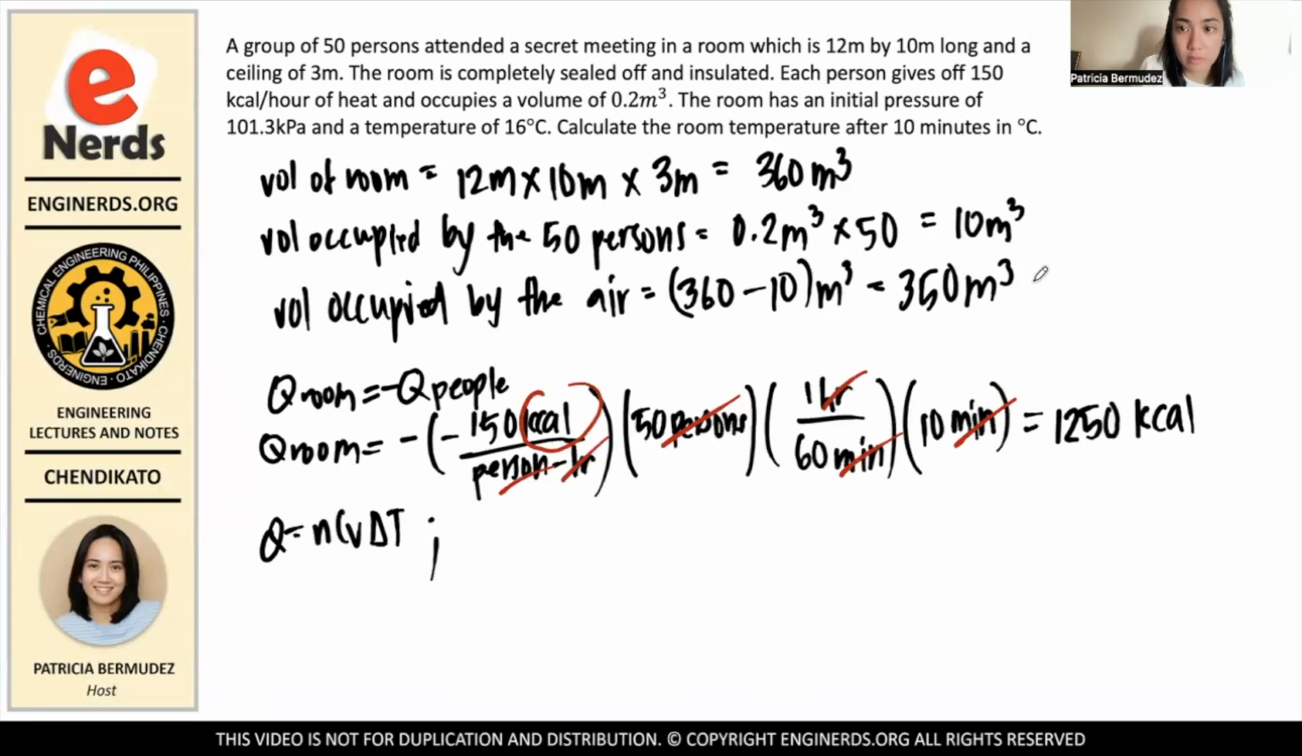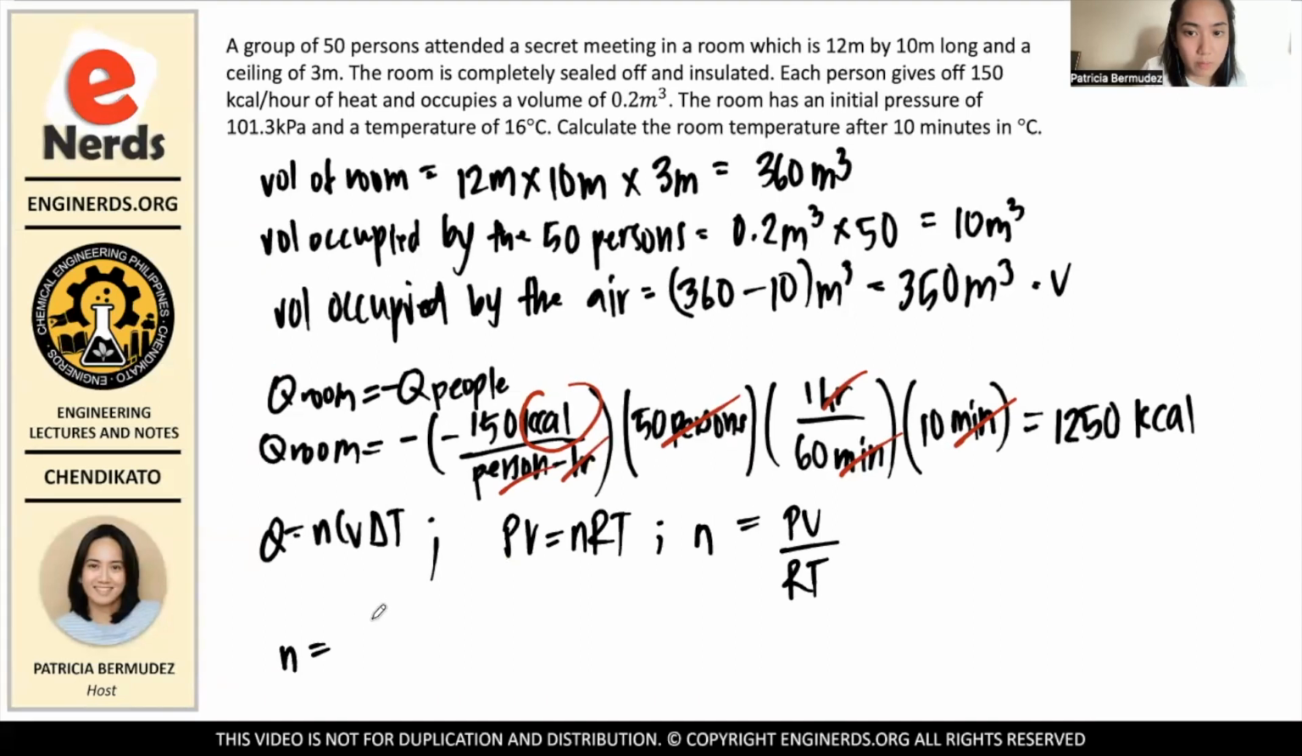This is the volume. So using the ideal gas law, which is PV = nRT, to get n, we have n = PV divided by RT. So n is equal to PV, which is 101.3 times 10 raised to 3 pascals.